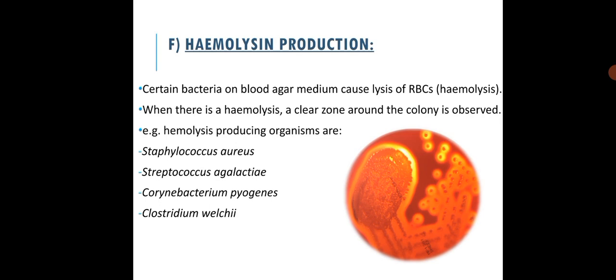Next characteristic is hemolysin production. Certain bacteria on blood agar medium cause lysis of RBCs. When there is hemolysis, a clear zone around the colony is observed. Examples of hemolysis producing organisms are Staphylococcus aureus, Streptococcus agalactiae, Corynebacterium pyogenes, and Clostridium perfringens.